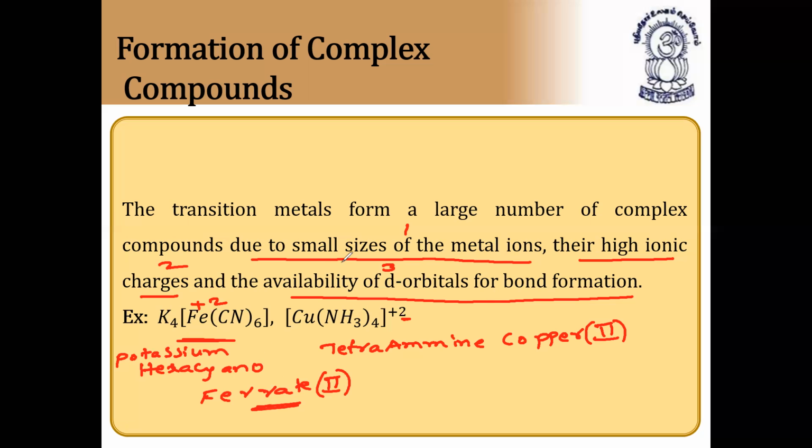So they form complex compounds due to mainly three reasons. What are those? First reason, due to the small size of the metal ions. Second reason, due to their high ionic charges because of their oxidation states. And third, availability of d orbitals for bond formation. So basically, these three reasons lead to the formation of complex compounds. So most of the transition metals form complex compounds.